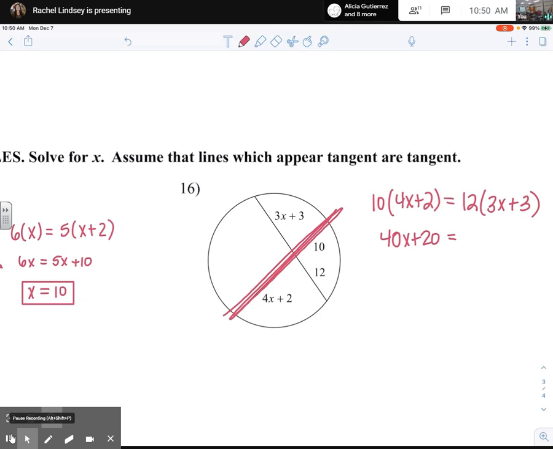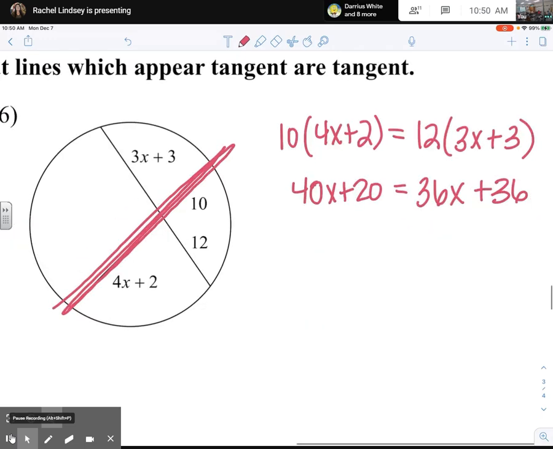You'll have 36x plus 36. So subtract 36x from both sides, we get 4x. And what's 36 minus 20? 16. What's 16 divided by 4? 4. So x would equal 4.